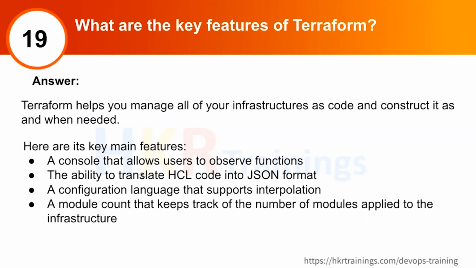The main features are a console that allows users to observe the functions, the ability to translate HCL code into the JSON format, a configuration language that supports interpolation, and module count that keeps track of the number of modules applied to the infrastructure. So whenever we apply a Terraform plan, or we plan what kind of changes we are going to make on the cloud, we will get a plan first, and it will give us confidence that whatever changes we are going to do, whether those are correct or not.